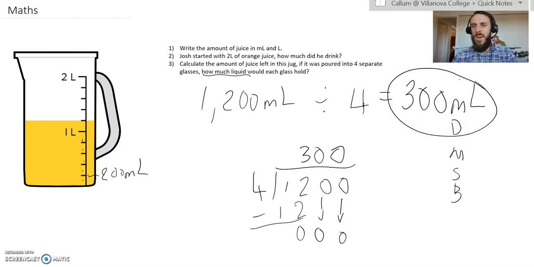If you can do those simple steps, you've pretty much got milliliters and capacity covered. It does get a little bit tricky if there's remainders involved. So if you check the work that we did in class, there's some excellent examples that we went through there.